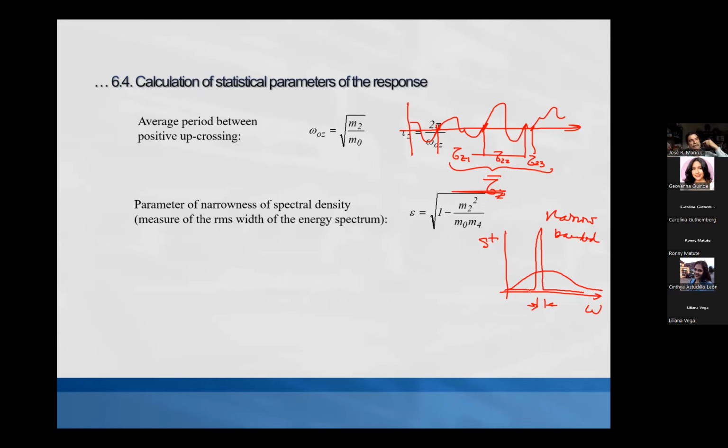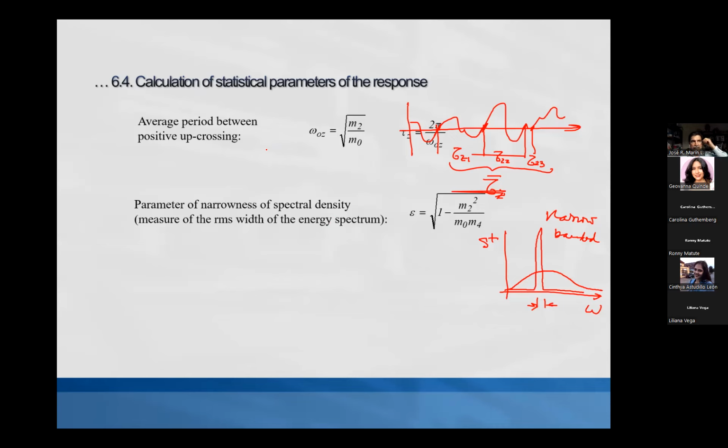Okay. Now, if you have a wide banded process, in that case, you could expect that many of these maxima could be negative, or many of these minima could be positive. Statistically, this gives you a hard time trying to make any conclusion. And to judge if you are close to narrow banded or wide banded is this parameter epsilon. And you can calculate it using this formula, which depends on the moments, okay?